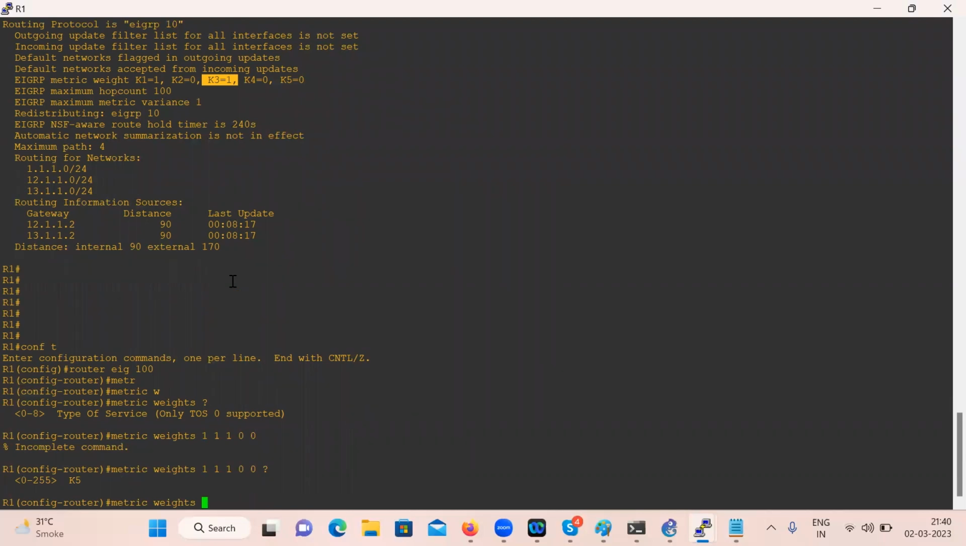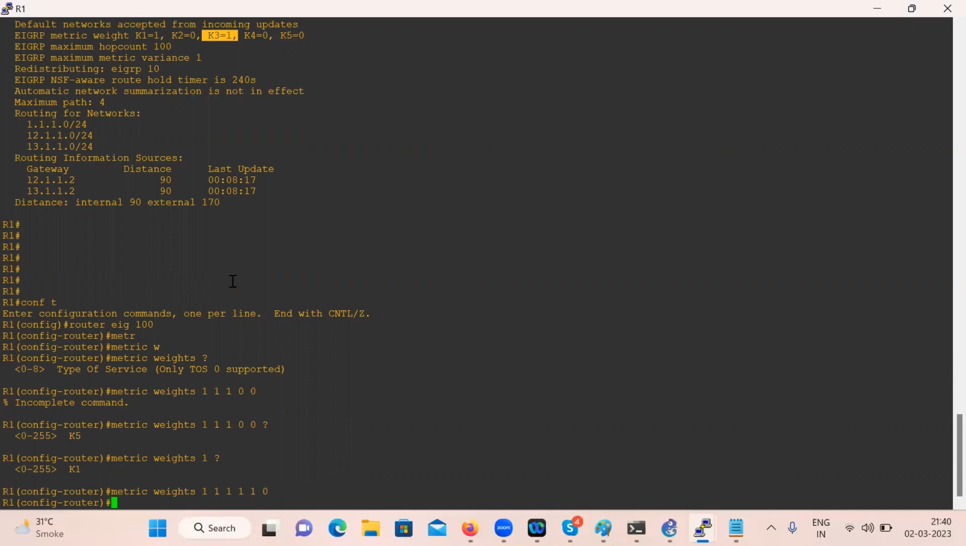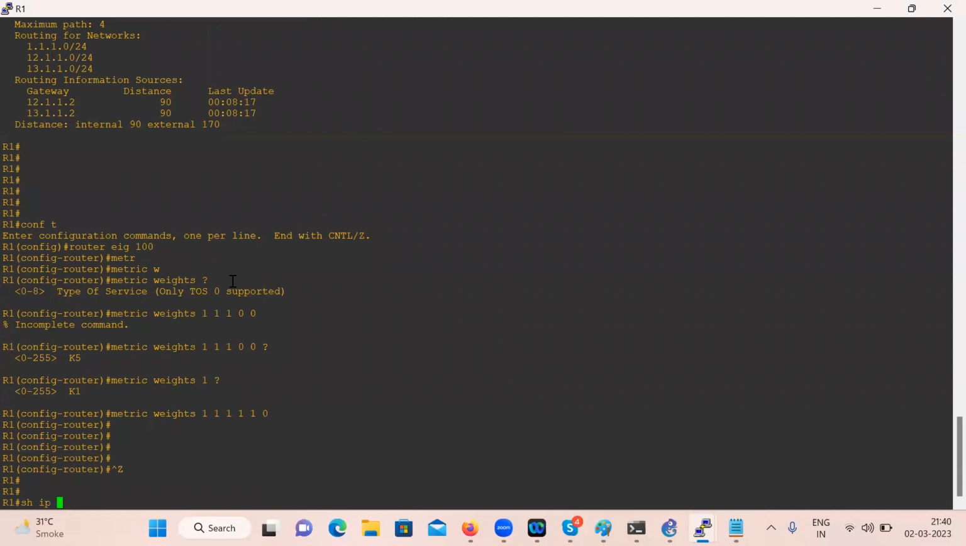Okay. The first value is for type of service, TOS value. Leave it. One for bandwidth, second for load, third for delay, fifth for reliability, and last MTU for zero. Now see here, show IP protocol.